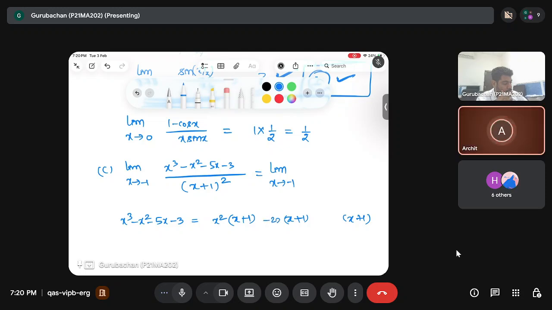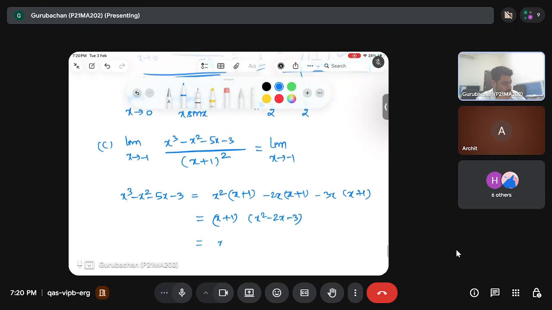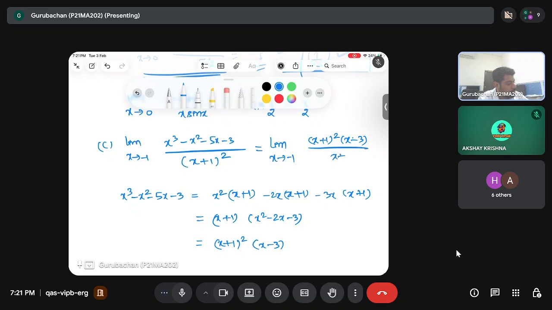Sir, x plus 1 into... Yes, x square minus 2x minus 3. Again factorize it, because there is a square in the denominator. Is it correct? Sir, x minus 3 into x plus 1. So is it correct? Yes, sir. So x minus 1 whole square, x minus 3, x plus 1 whole square.